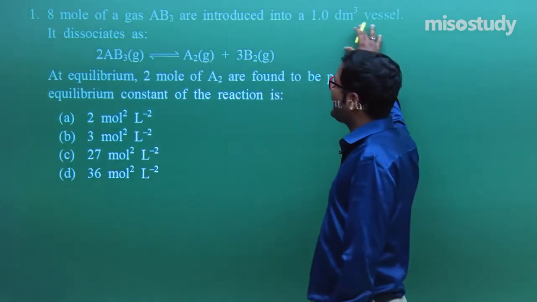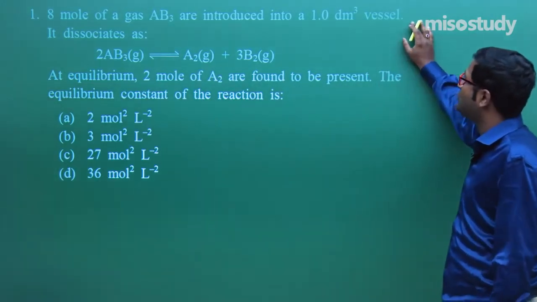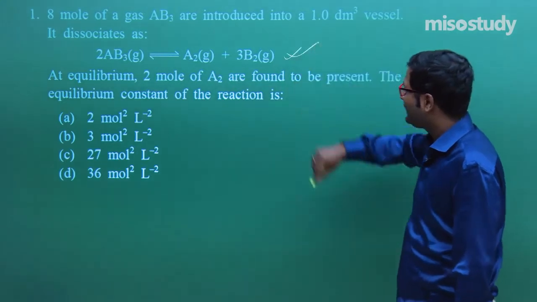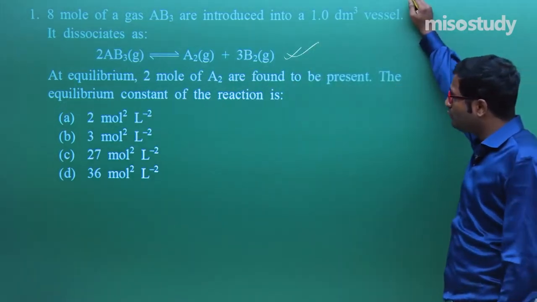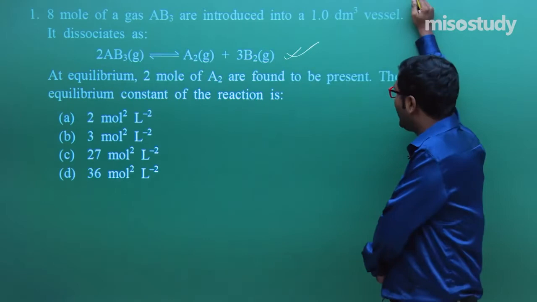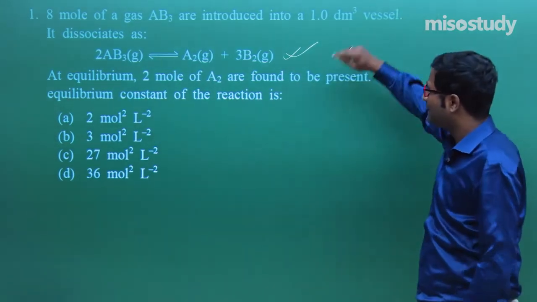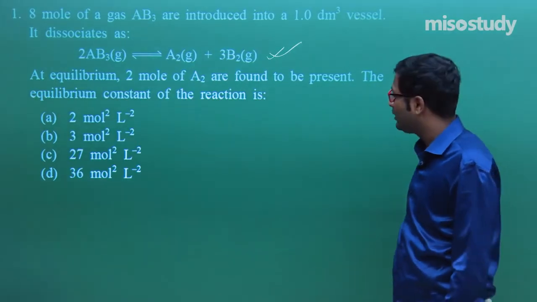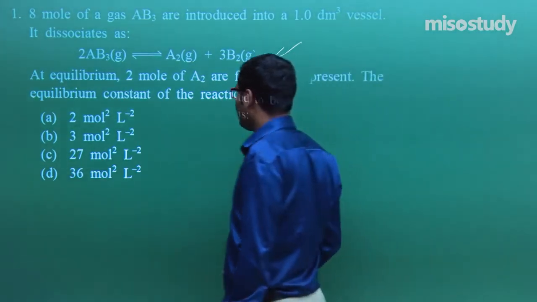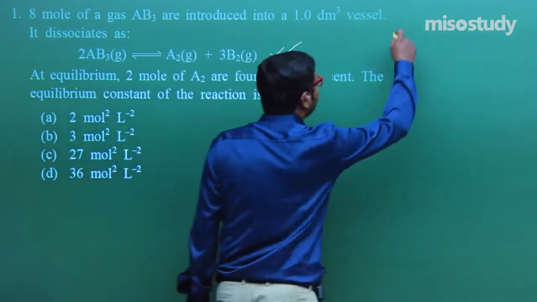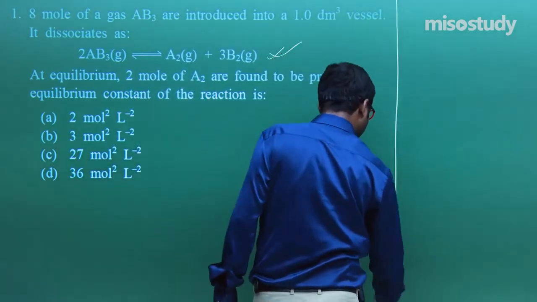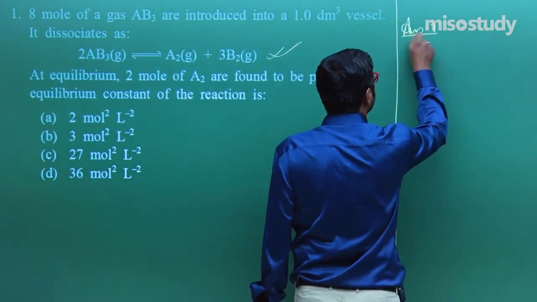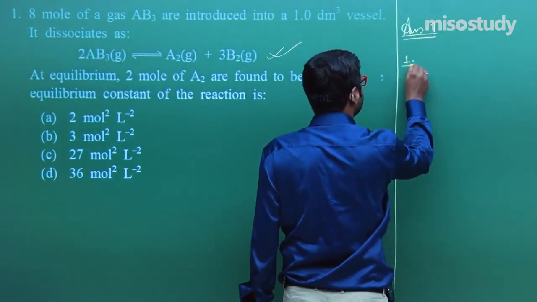8 moles of a gas AB3 are introduced into a 1 decimeter cube vessel. It dissociates like this. At equilibrium, what happens? 2 moles of A2 are found to be present. We have to find the value of the equilibrium constant K. So how to find the value of K? Check it out. It's very simple.